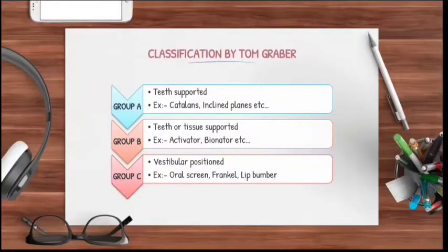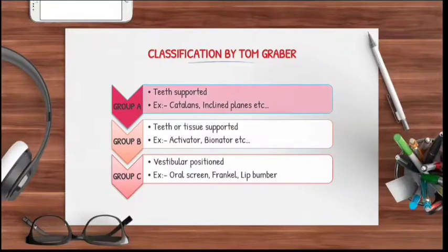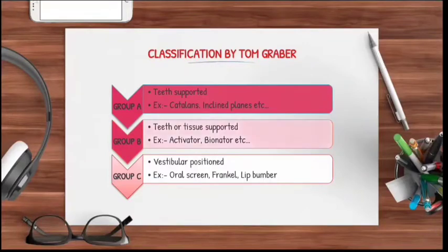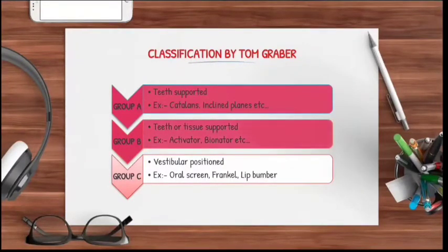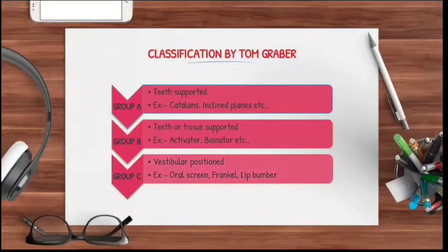This is the classification by Graber. He divided it into three groups. Group A, that is teeth supported. Examples are Catlans, inclined planes, etc. Group B, teeth or tissue supported. Examples are activator, bionator, etc. And group C, vestibular position. Examples are oral screen, Frankel and lip bumper.